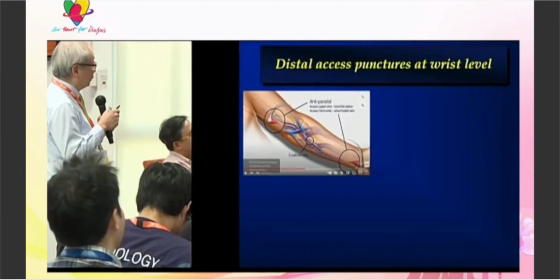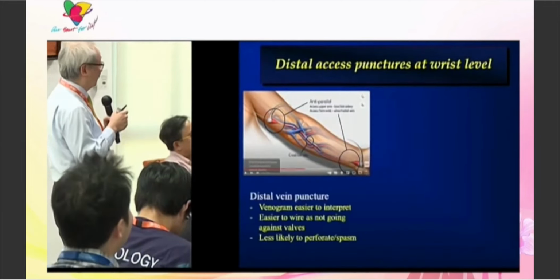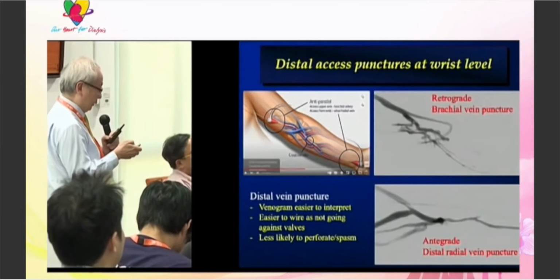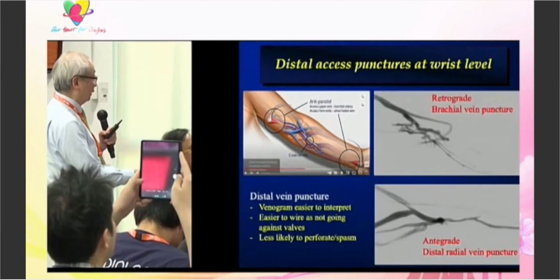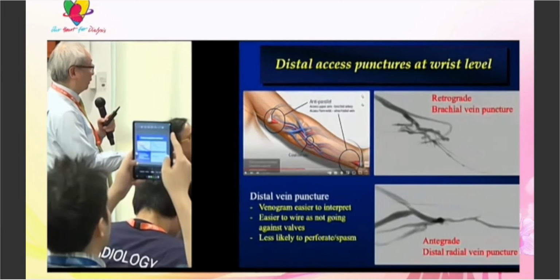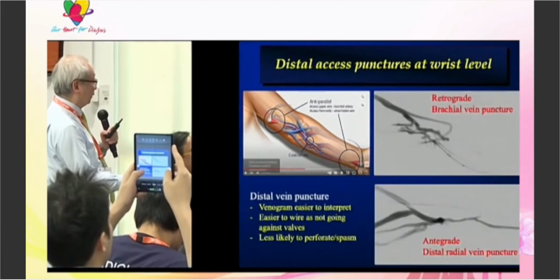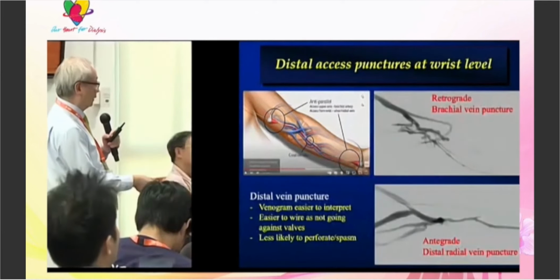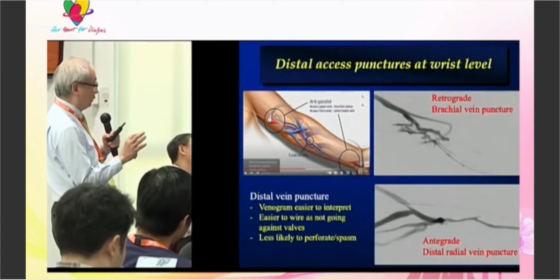So which is why we like to come distally. So distal venous puncture is, you can see the anatomy really easily. This is to compare with a retrograde puncture. So here the radial vein goes straight up the perforator into the superficial veins, and these are the brachial vein. So fairly straightforward to interpret.